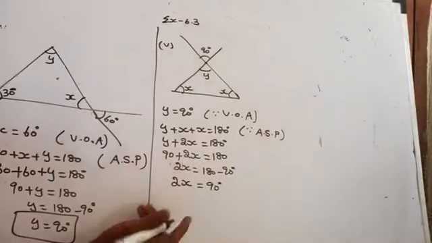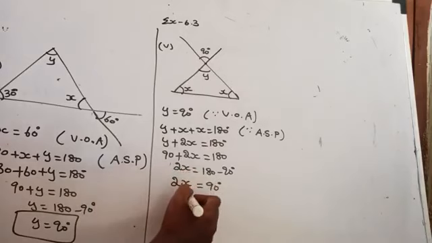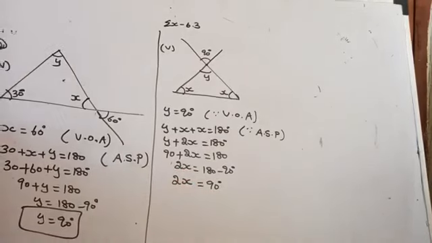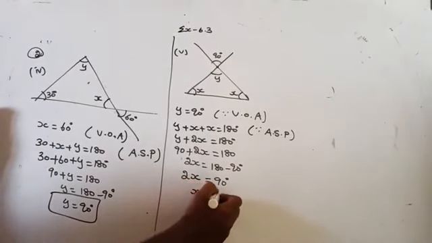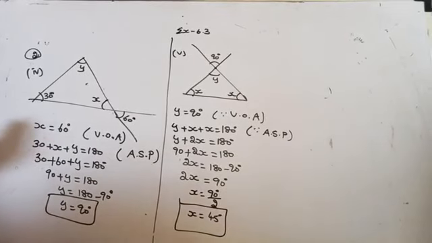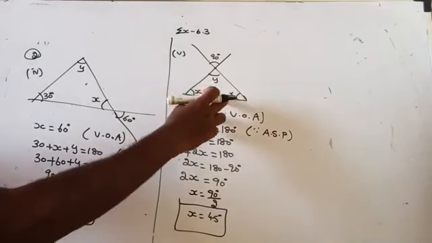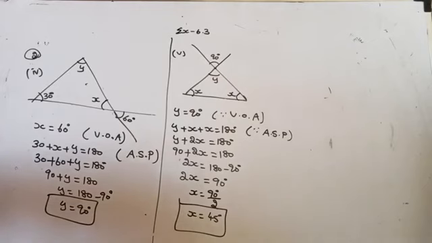Then x value is what? 90 degree by 2. That is x is equal to 45 degree. X equals how much? 45 degree. Are you getting here? So 45 plus 45 is 90. Already we found the value of y is also 90. So 90 plus 90 will be 180 degree. Am I right? Yeah. This is the last question for you.